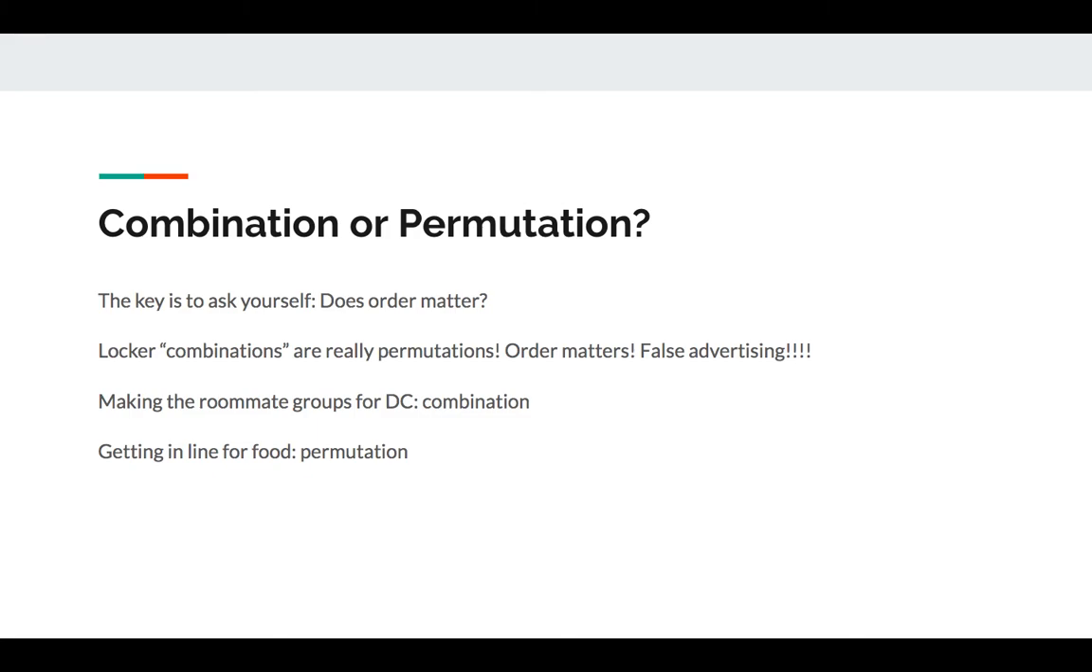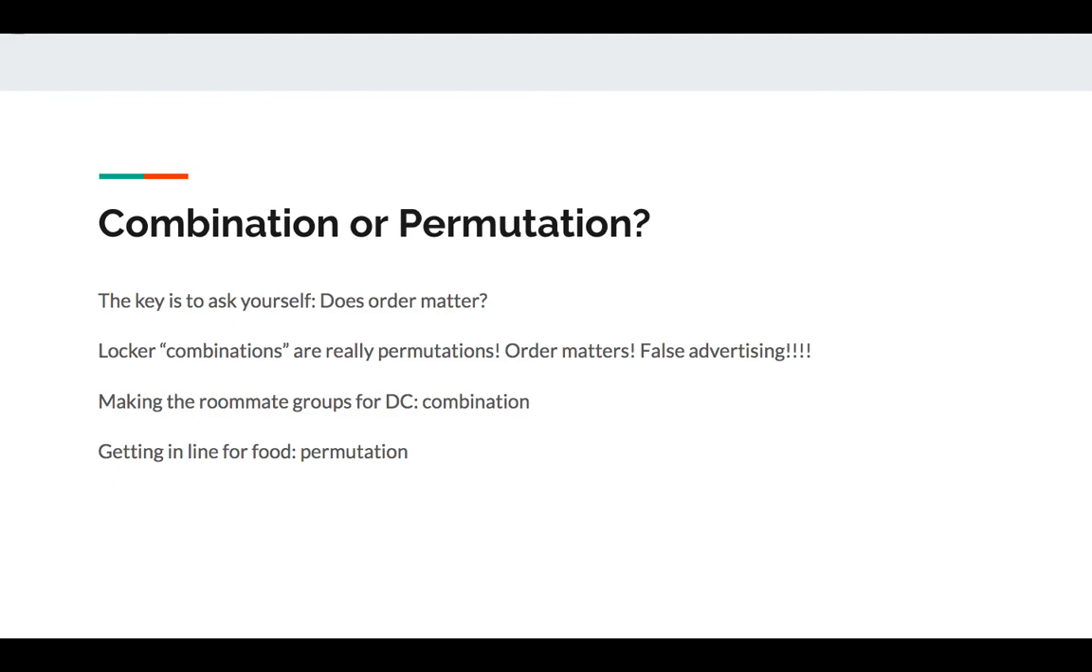What about making those roommate groups for the DC trip? That's just a combination. I don't recall any of you asking about, well, who got put in that room first? All you were interested in is who's in your room. Getting in line for food somewhere? That's a permutation. If you're getting in line for food at a picnic or something like that, you probably want to be first or second or third, towards the front of the line, so that somebody doesn't eat all the chocolate chip cookies and leaves you with something like the oatmeal raisin cookie, which are delicious. So it matters where you fall in line for food.